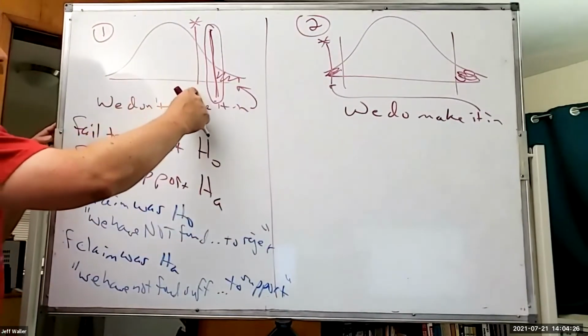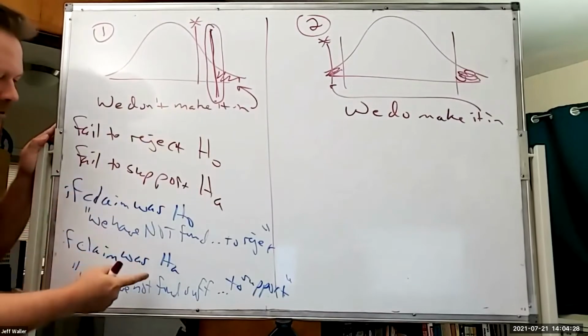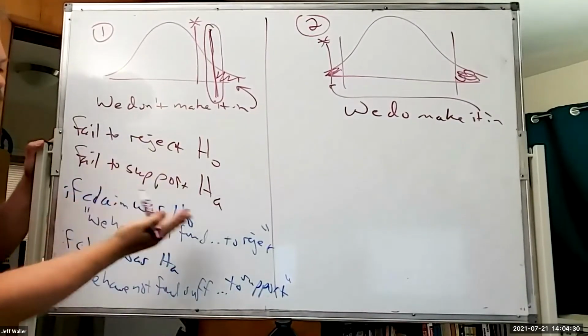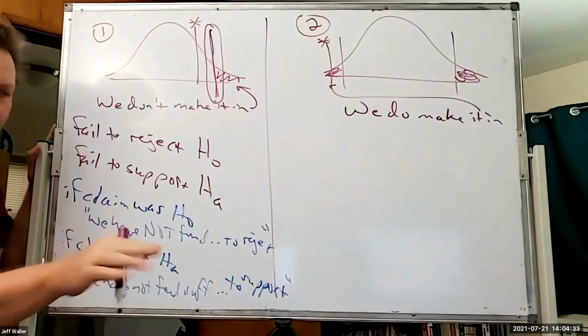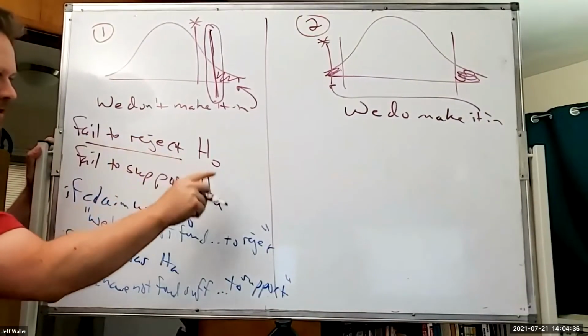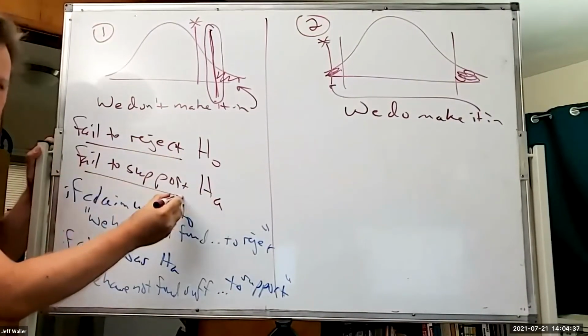So if we don't make it in, we failed. How do I word my conclusion? Well, just talk about the claim. If the claim is this, use this language. If the claim is this, use this language.